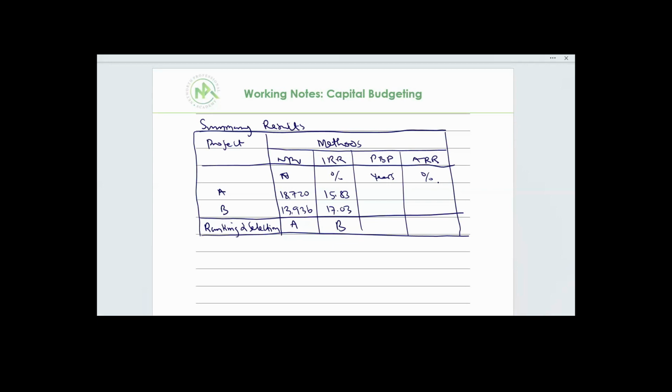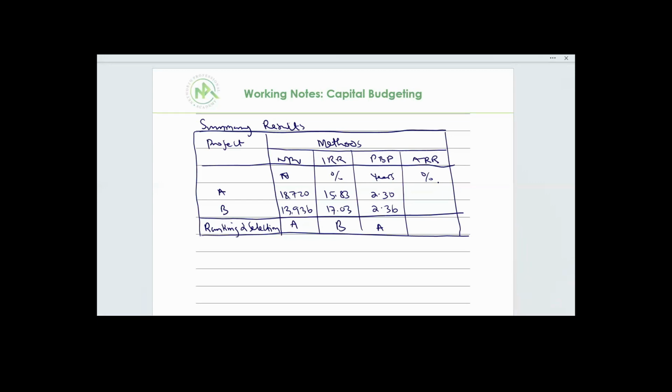Then payback period of project A is 2.36 for project B. On the basis of payback period, which of the two projects are you going to select? Project A. Correct. Project A should be selected. Project A produced a shorter payback period.